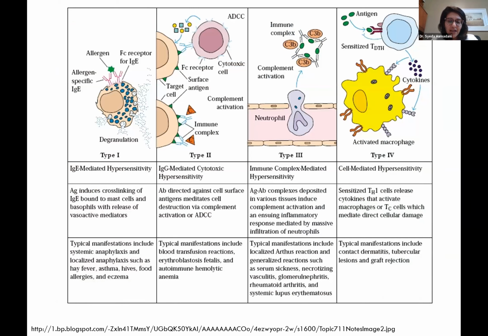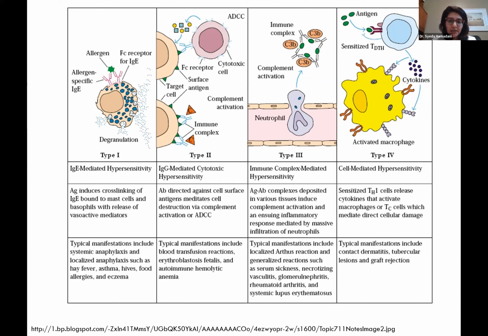You may have seen a diagram like this before, or you will see it sometime in the future, but the different types of hypersensitivity reactions are categorized in 4 different models. The first one is probably the most common that we see in our practice.